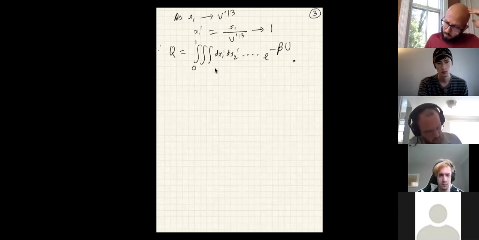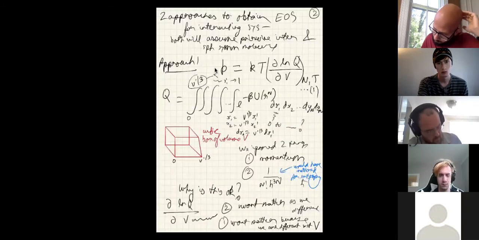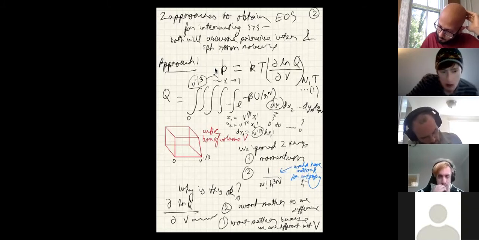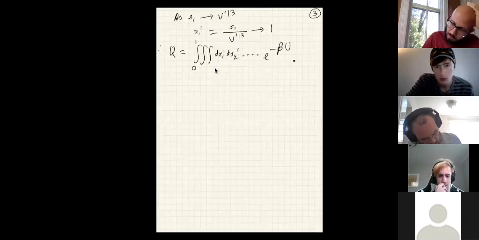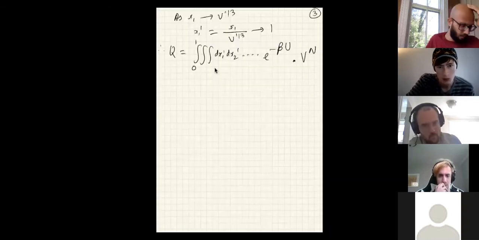In parallel, now we have to take into account all these v to the power 1 by 3 that came out over here, right? So dx1 is equal to v to the power 1 by 3 multiplied by dx1 prime. So we will also have a v to the power n that dangles up front.